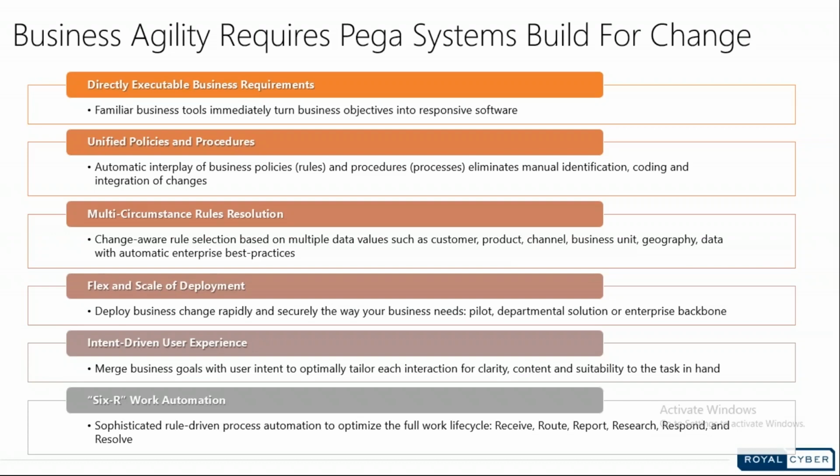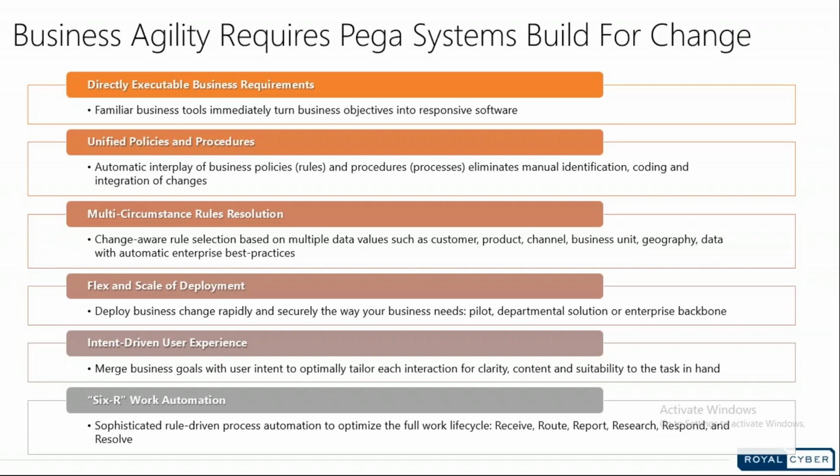And the next one is unified policies and procedures. That's what we call rules and processes. The way we build the rules and processes in Pega will eliminate manual intervention and need minimal code, and the integration of changes will be quicker. The next one is multi-circumstance rule resolution. The rule selection is based on multiple data values in Pega, such as the customer's product, channels, and business unit, and whether the customer is in different geographical locations. These can all be well managed in Pega with rule resolution.